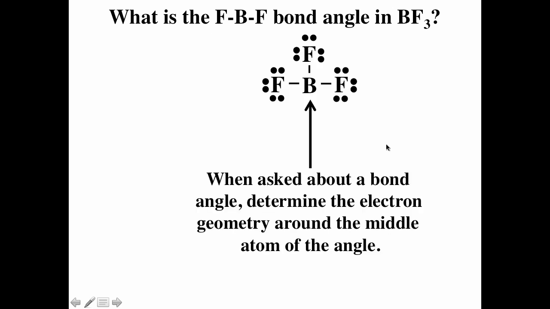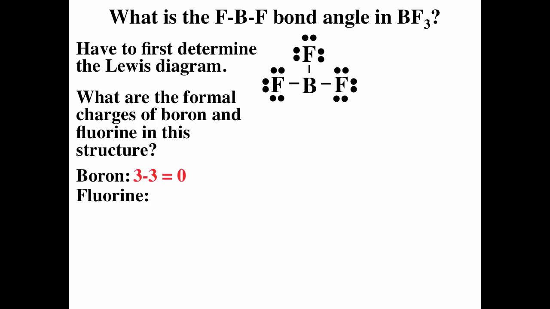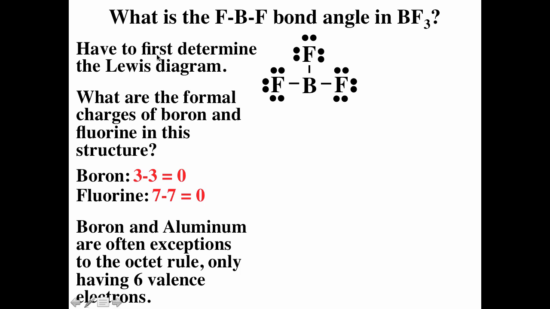You could also be asked about BF3. And so again, when you're asked about this angle, FBF, you're looking at the center atom of the angle. Remember that the formal charge is the number of valence electrons in the free atom minus the valence electrons, assuming bonding electrons are equally shared. So for boron, you get 3 minus 3. For fluorine, you get 7 minus 2, 4, 6, 7. And so a formal charge of 0 tells us that this is a stable structure.